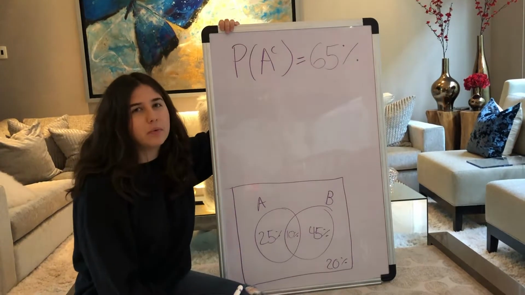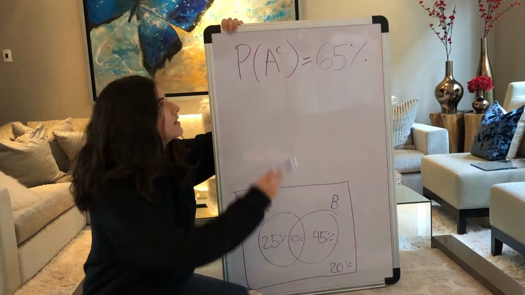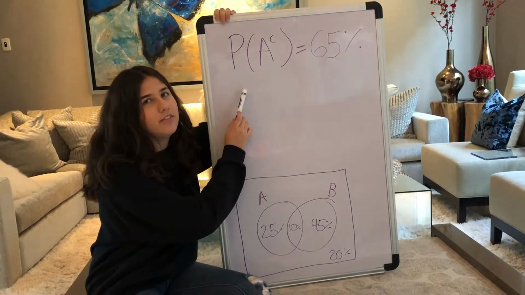In question number 3, we're asked to find the probability of everything that is not A. How do I do that?